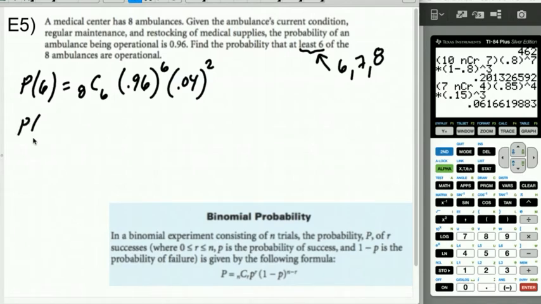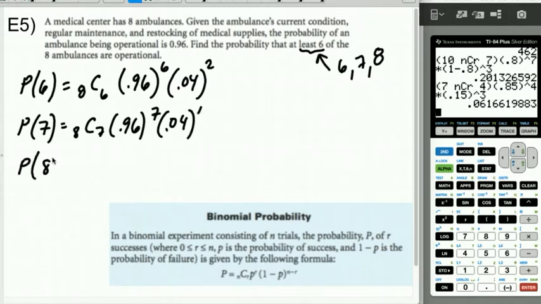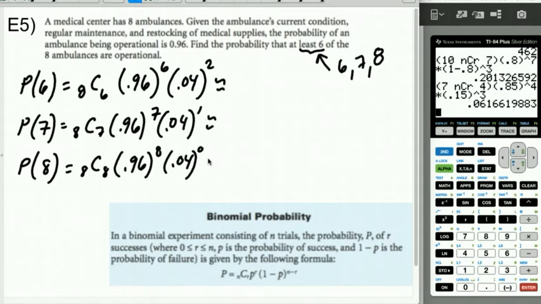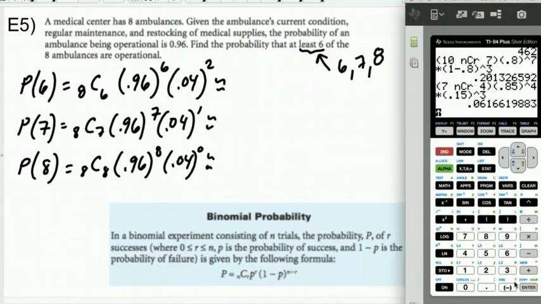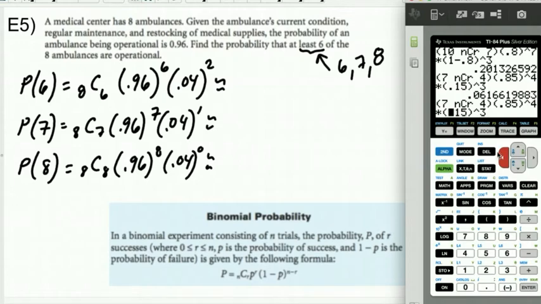I'm going to find the probability that 7 of them are functional, which would be 8 choose 7, 0.96 to the 7th, and the 0.04 to the 1st, right, because 8 minus 7. And I'm going to find the probability that all 8 of them are functional, which will be 8 choose 8, 0.96 to the 8th, and then a 0.04 to the 0, because there aren't any non-functional. So I'm basically going to get 3 probabilities, and then I'm going to add them and say that it's all of those things combined. So I'm going to hit second enter, and I'm going to find each one of these at a time, and I'm probably going to store them because it's easier to store them. You also could type it as one big sum.